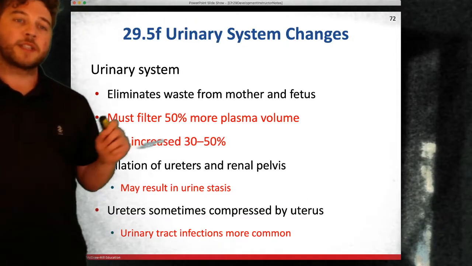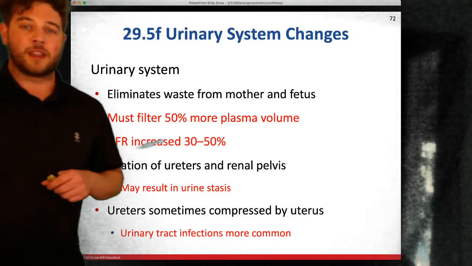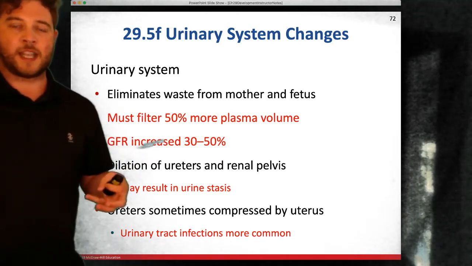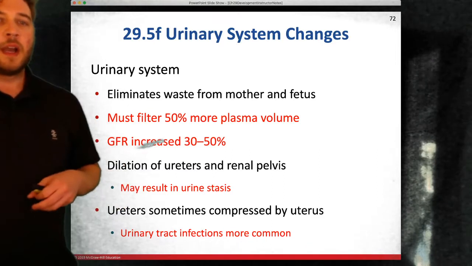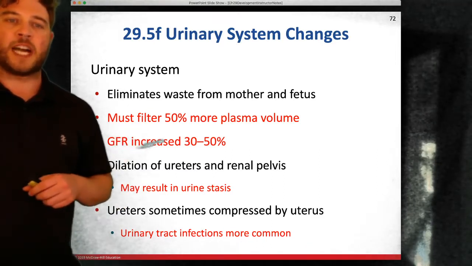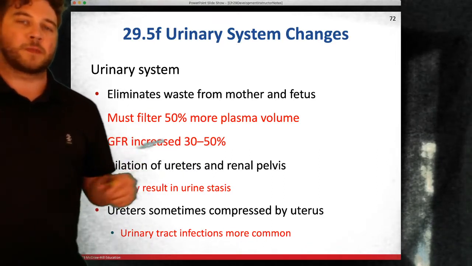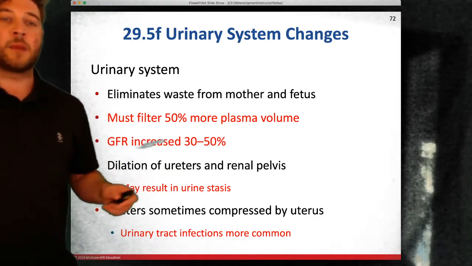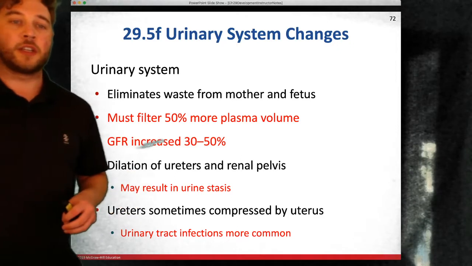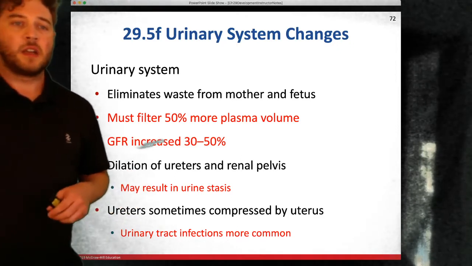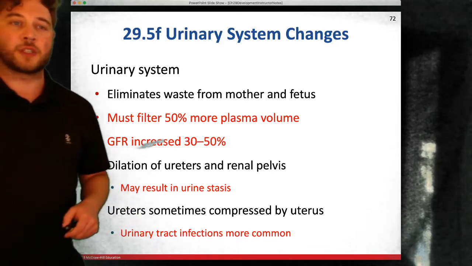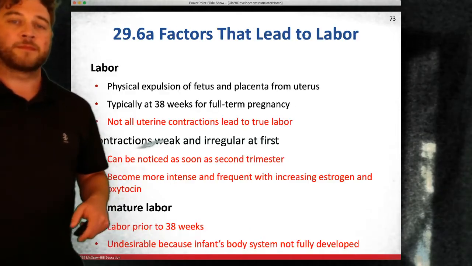Okay, the urinary system eliminates waste from both the mother and the fetus. The fetal waste does not just sit in the amniotic fluid. That's not what it's for. It must filter 50% more plasma volume, so your GFR increases by 30 to 50%. You have dilation of the ureters and renal pelvis, which can result in urine stasis, so it just sits there. Ureters sometimes get compressed by the uterus, causing urinary tract infections to be more common, as well as more frequent urination.